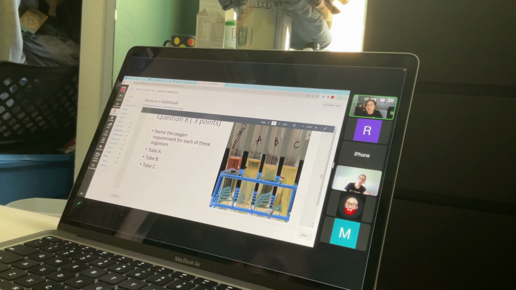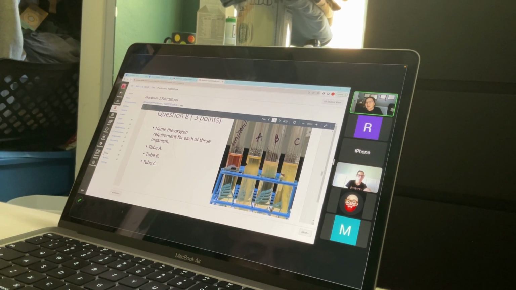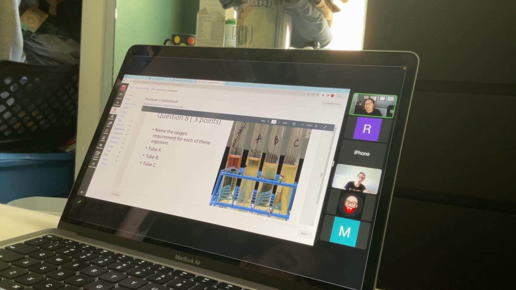So I'm glad you asked, because look at the question itself, right? This question just says name the oxygen requirement for each of these organisms. And so you can just say this is a strict anaerobe. However, if you look at my question, it says interpret results. Then you need to give me an explanation of why you say organism A is a strict anaerobe.